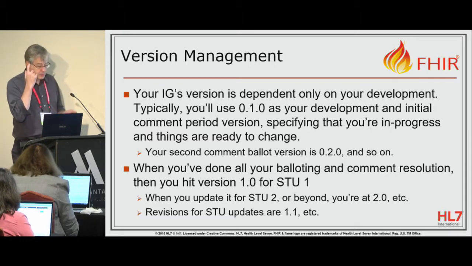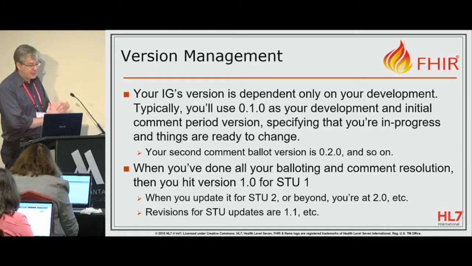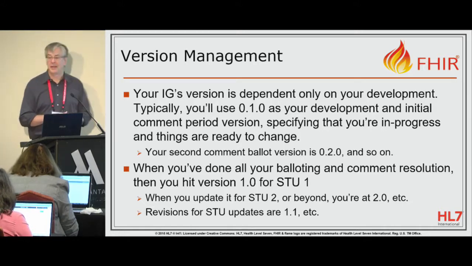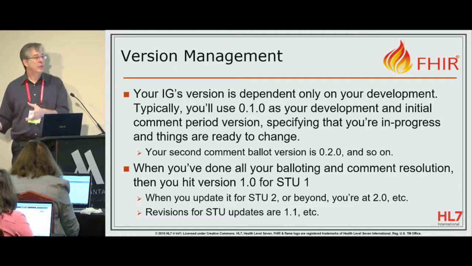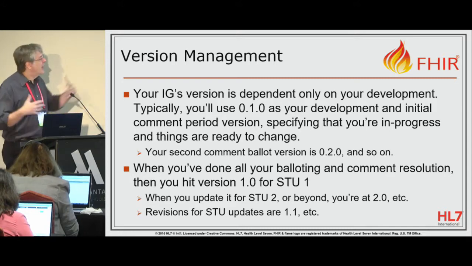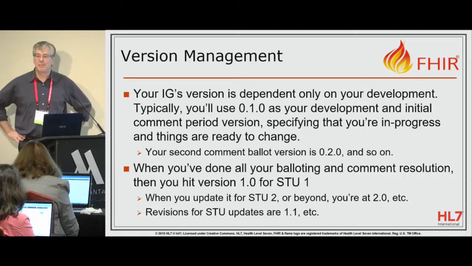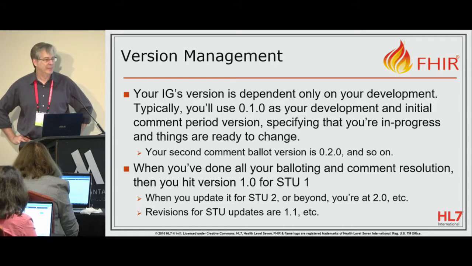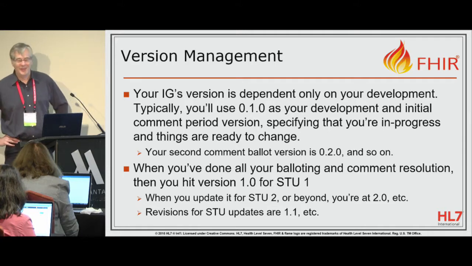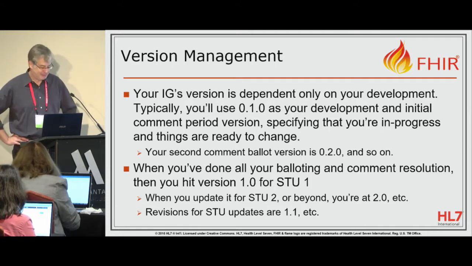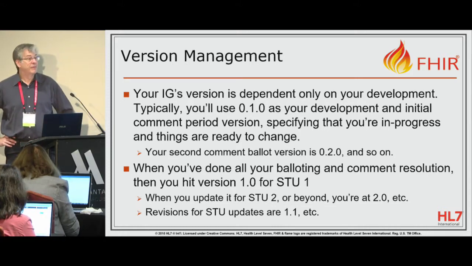Now, your IG's version is dependent on your development. It's yours. Congratulations. Typically, you'll use 0.1 as your development initial comment period. So for comments for STU1, it's 0.1. For second comment, it's 0.2 or 0.1. It moves on and on. When you're done with all your validating and comment resolutions and you're ready to publish your STU1, congratulations, you've hit version 1. Then you get comments back on that. That breaks everything. You are in version 1.01 or 1.1, depending on how much of a break it is. When you update it for STU2, it's version 2. Or if you go to R5, it'll be version 2.